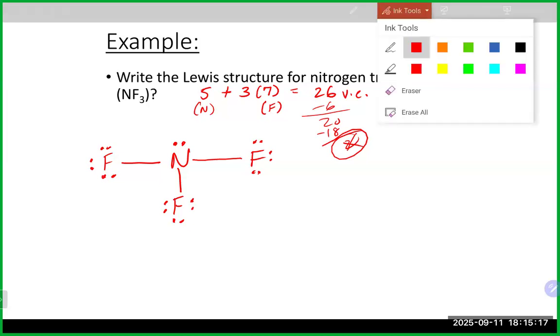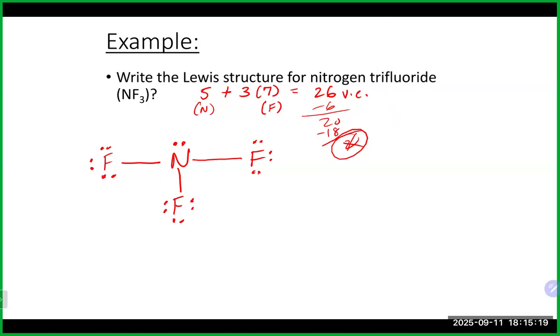Again, the last thing that we want to check is to make sure everybody has met the octet rule. So we got 2, 4, 6, 8. All the fluorines are the same, 2, 4, 6, 8. And when we look at the nitrogen, 2, 4, 6, and 8 electrons. So everybody has a total of 8 electrons. Everybody has met the octet rule. And we have a grand total of 26 electrons pictured in that drawing. Any questions on those steps?